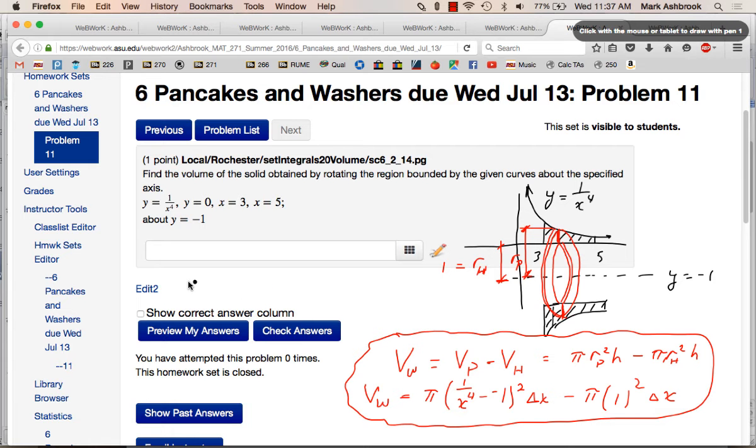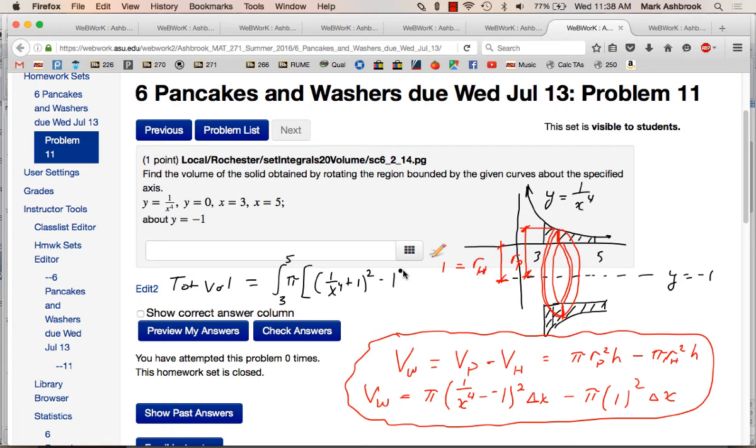Total volume then equals the integral from, so what? X goes from what to what? Too easy, right? 3 to 5. Starts at 3, ends at 5 of these volumes. So I'll factor out pi. 1 over x to the 4th plus 1, quantity squared, minus 1 squared, dx. Questions on this one?